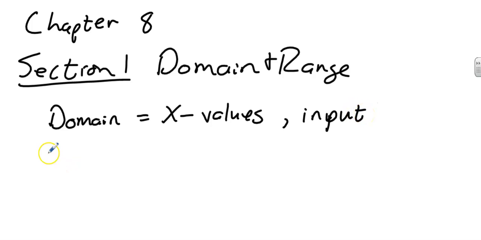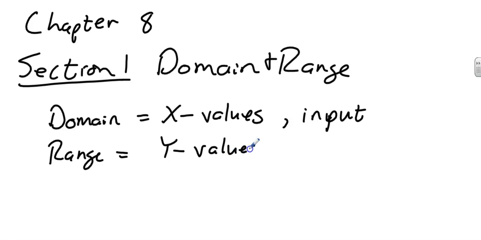When I talk about range, that's equal to your Y values, which is going to be your output. Okay. And all they're going to do with objective 1 is tell you, here are some ordered pairs, tell me what the domain and range is.